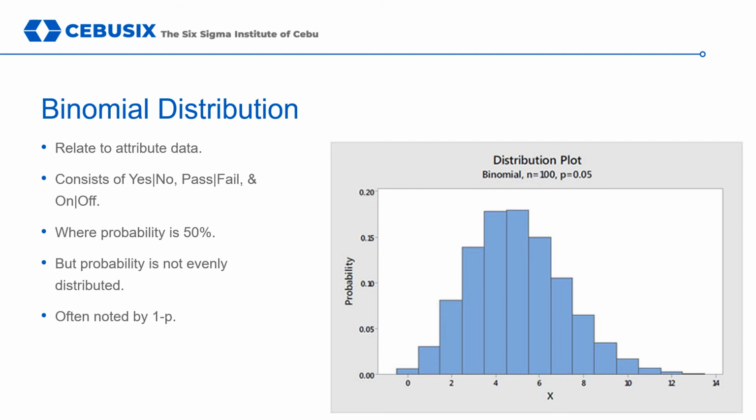For example, if a machine making parts creates defects in 5% of the parts, then you have 2 outcomes for each part made. Either the part will be defective or it will not be defective.